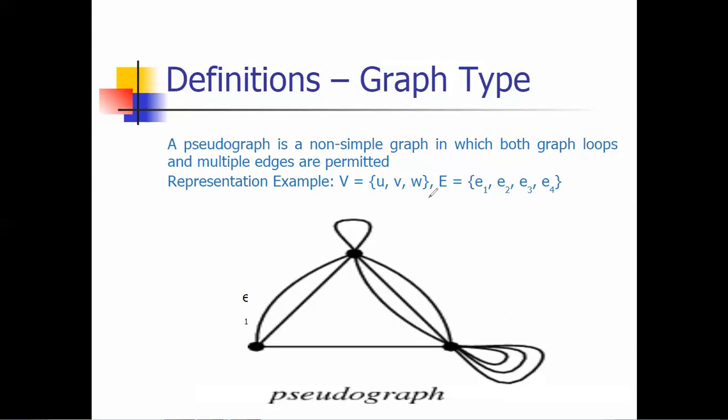You might be thinking, what is the difference between a pseudograph and a multigraph? In a multigraph, different edges are possible. Here there are multiple edges as well as loops. So the difference between a multigraph and a pseudograph is the loops. In a multigraph, there are no loops available. In a pseudograph, loops are available. Loops mean self loops. This is the difference between these two graphs.